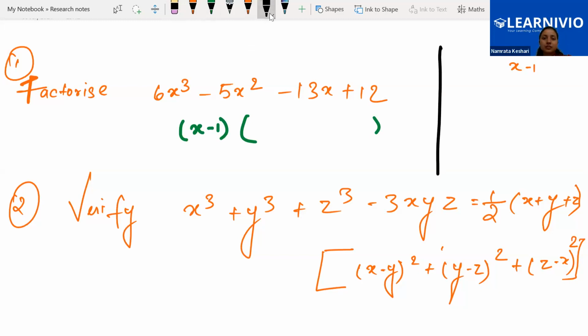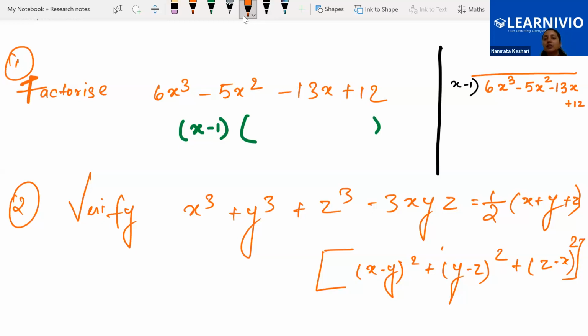Divide the polynomial by x minus 1: 6x cube minus 5x square minus 13x plus 12. We will divide the given polynomial by x minus 1 because that is one of the factors. The quotient will be the other factor. Definitely we must get the remainder as 0, since x minus 1 is a factor. So let's do it.